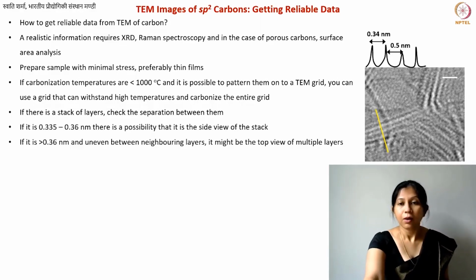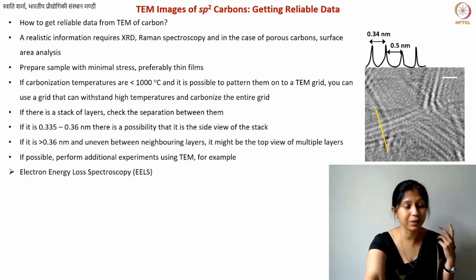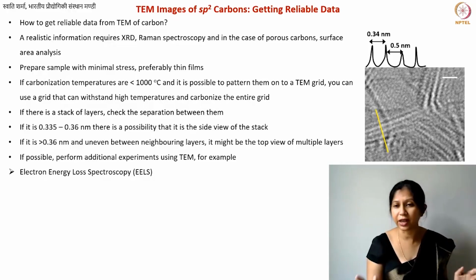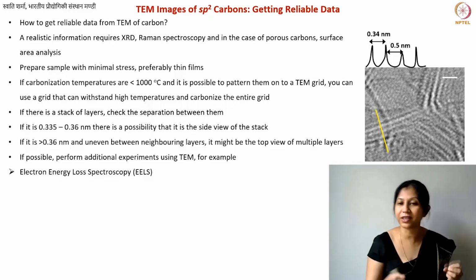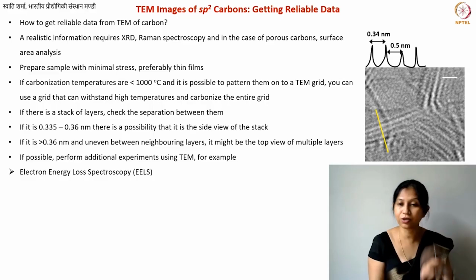What else? In the TEM machine itself, if possible, use other techniques. For example, there is something known as electron energy loss spectroscopy, EELS, and as the name suggests, it is a spectroscopy. What is spectroscopy? When we measure the energy, the loss of energy or gain of energy, that's what you're doing in spectroscopic techniques. So energy loss, as the name indicates, means the electron goes through the material, loses some energy, and that is what we measure. This will give you some more information.